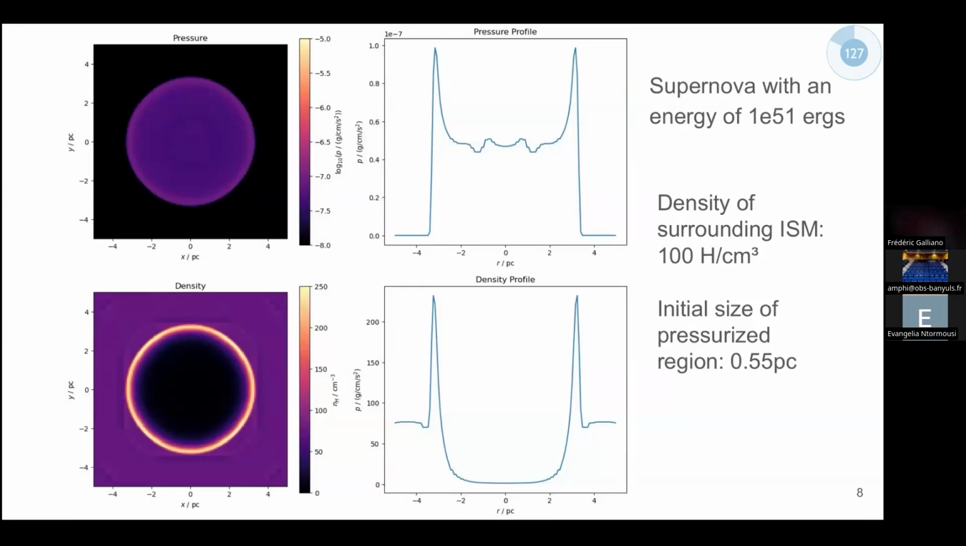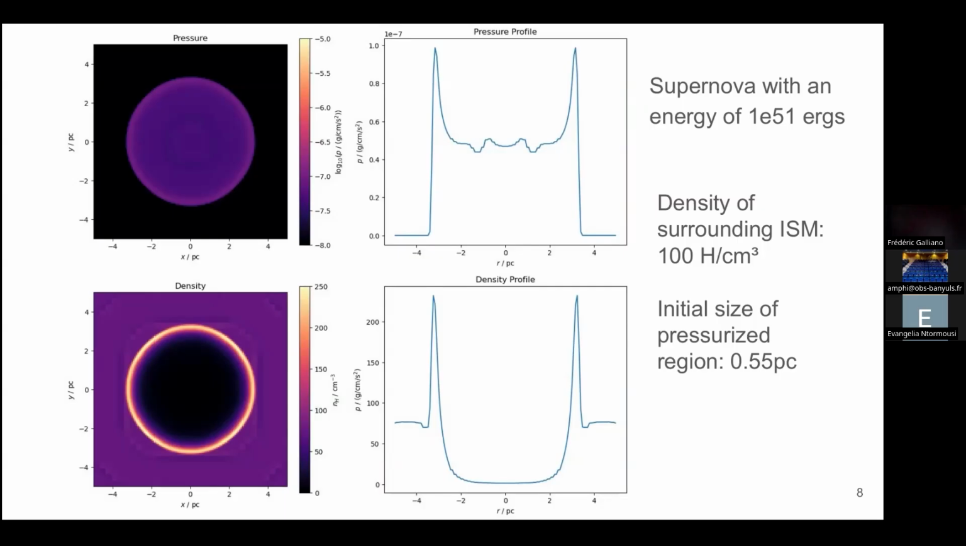Okay, so we had some nice movies, but sadly this is a PDF. First of all, we have a simulation of a very normal supernova with 1 times 10^51 ergs. The surrounding medium is 100 hydrogen per cubic centimeter, and the initial pressure inside. So the initial setup is an over-pressurized region of 0.55 parsecs with a high pressure of the supernova, and then it expands.